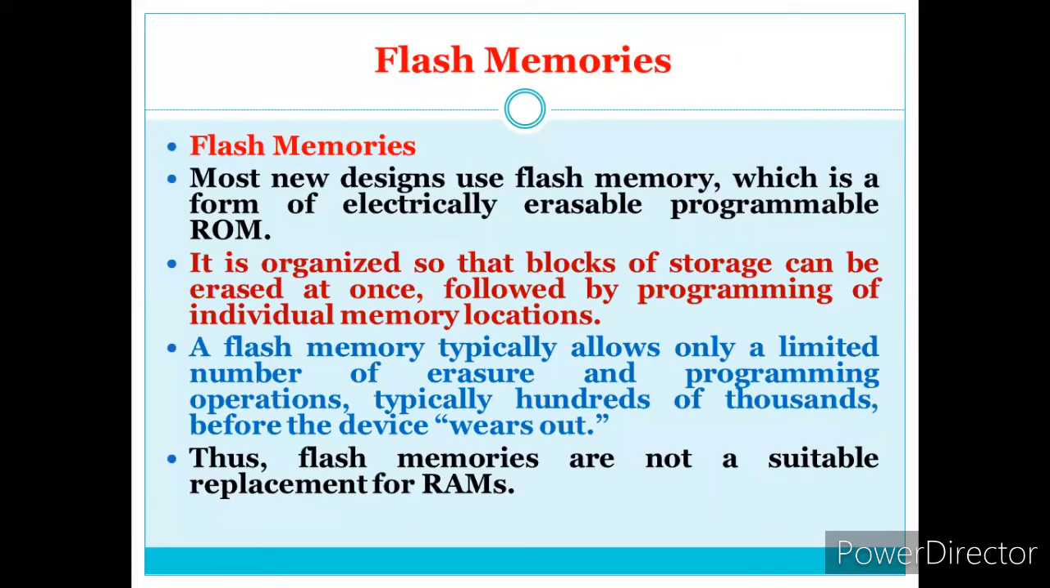Now the third part of memory that we have is flash memories, where a large number of data are written at a time and deleted. So most new designs use flash memories, which are a form of electrically erasable programmable read-only memories. It is organized so that a block of storage can be erased at once, followed by programming individual memory locations. And as the concept itself says, in flash memory a block of data can be erased and you can write the data according to the requirement.